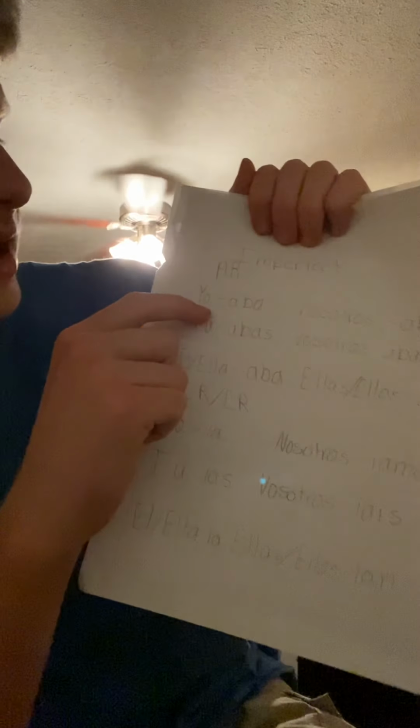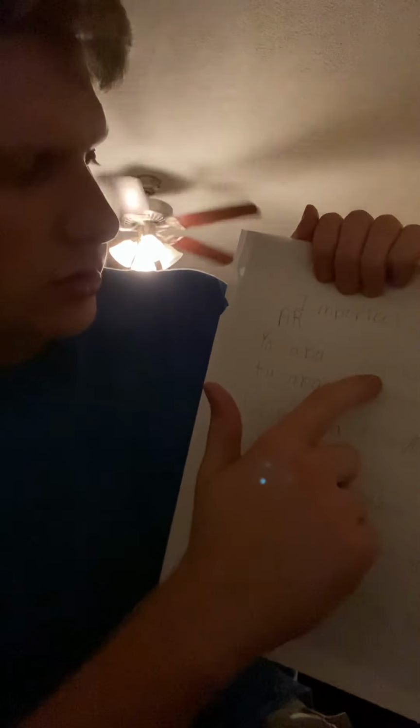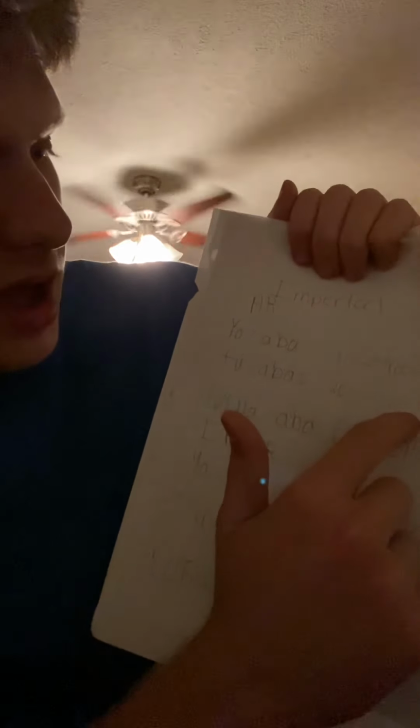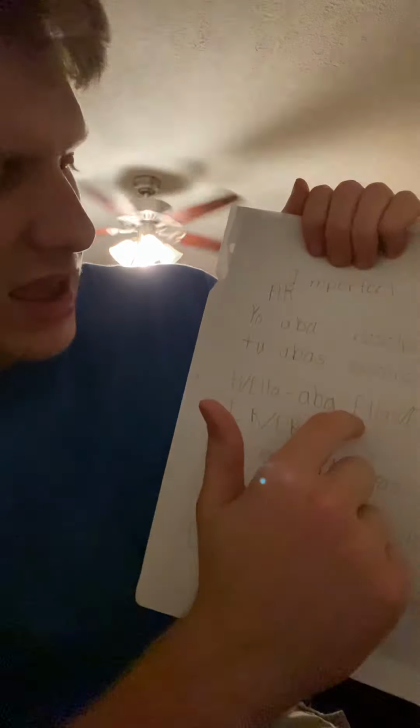Now, how to do this in imperfect? AR. So, yo would be aba. Tú, abas. Él/ella would be aba, just like yo. Nosotros would be ábamos. Vosotros would be abais. And ellas/ellos would be aban.